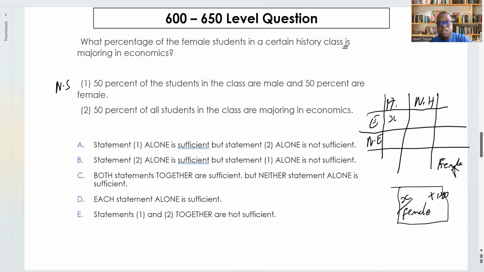Then the next statement says that 50% of all students in the class are majoring in economics. So of all the students in the class, 50% are majoring in economics. So economics, let's call it Y, and then this also will be Y.